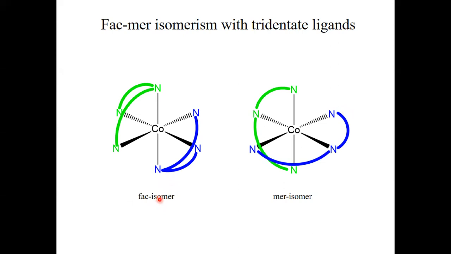This one here is the FAC isomer, this is the MER isomer. You see that in this isomer here, the 3 donor atoms of the same ligand are on the same face of the octahedron, and the other 3 donor atoms of the other ligand are on another face of the octahedron. So this would be the FAC isomer.